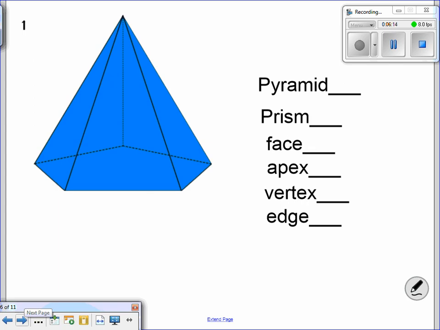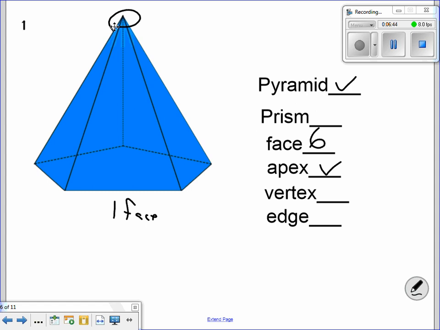Right here, I have a pyramid because I have an apex up top. Okay? One apex, and it's a pyramid. How many faces? Well, I have this bottom face, 1, 2, 3, 4, 5. It's a pentagonal pyramid, so I have one face at the bottom. And then because it's a pentagon, how many triangles are going to be going up? Well, I know there'd be 5 triangles going up. So 5 plus 1 is 6 faces.